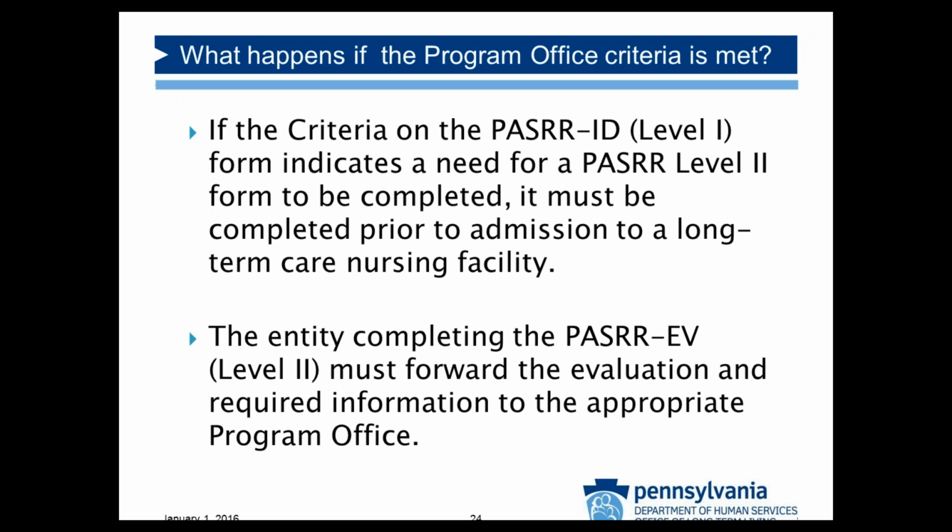The entity completing the PASRR EV must forward the evaluation to the program office. It's either the AAAs or field operations. Nothing has changed in that process of who does it. The AAAs will do it if they're still out in the community. The AAAs will do it if the person's in the nursing facility and needs MA turned on, or if they've been in the nursing facility for a while, then field operations will come out and do that. And field operations will usually coordinate that with the AAAs to make sure the right entity is getting it done, so that you can get your MA payment.